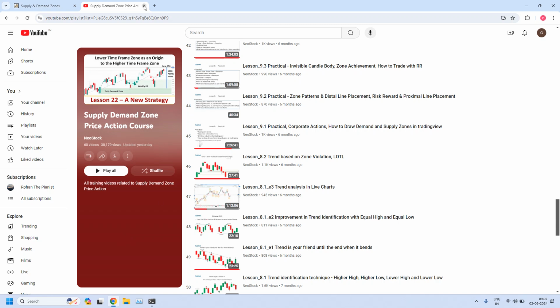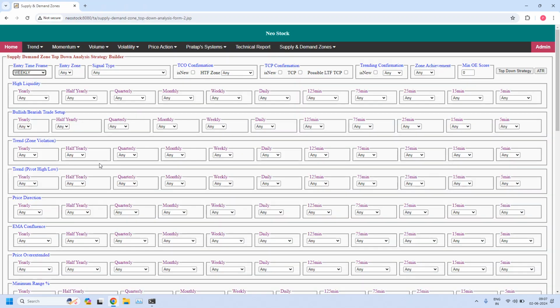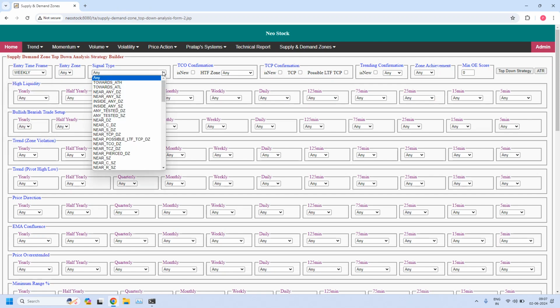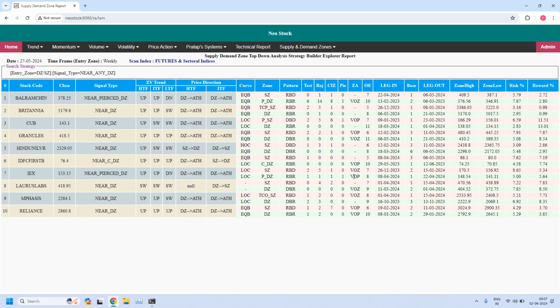Now let's get into the weekly report generation. So entry time frame is weekly. Let us find the stocks near weekly demand zone. So these 10 stocks are filtered which are near to the weekly demand zone. I am giving you only a few seconds to watch the report. You just pause the video and you can study. After that you can proceed.